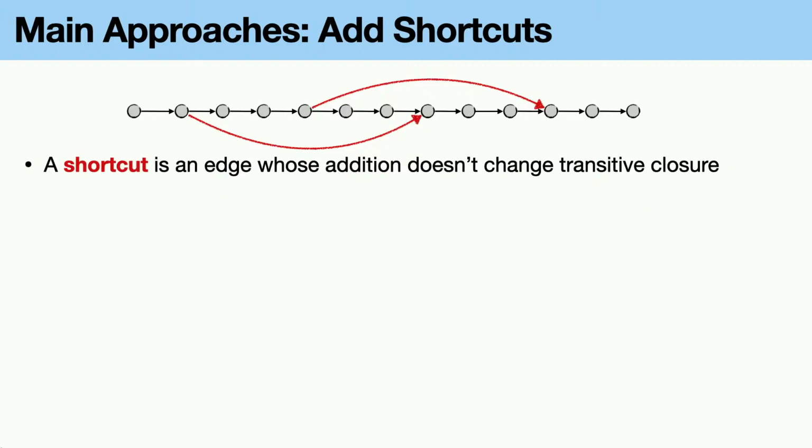OK, so the main approaches involve adding shortcuts either explicitly or implicitly. A shortcut is just an edge whose addition doesn't change the transitive closure. We're trying to solve reachability, so adding extra edges that don't change anything are totally fine. And there's sort of two points of view on how this should be done.